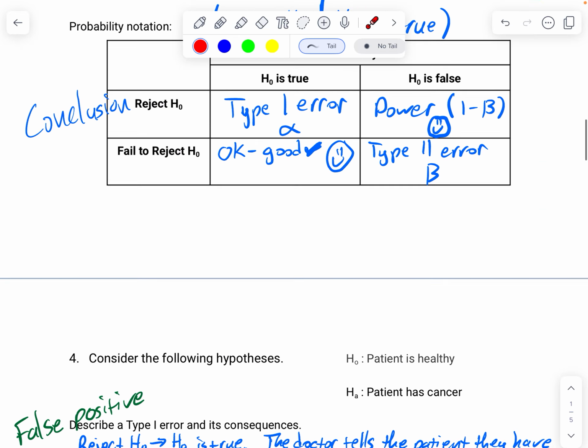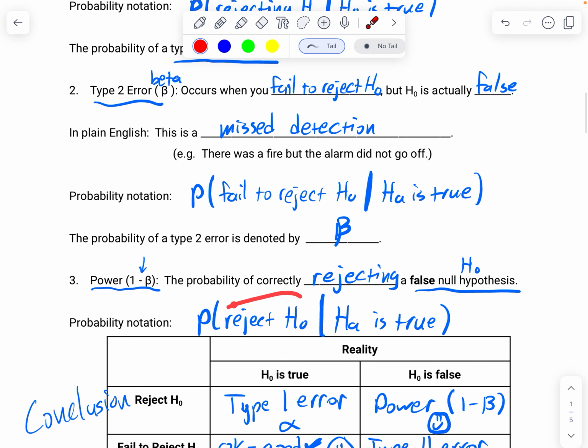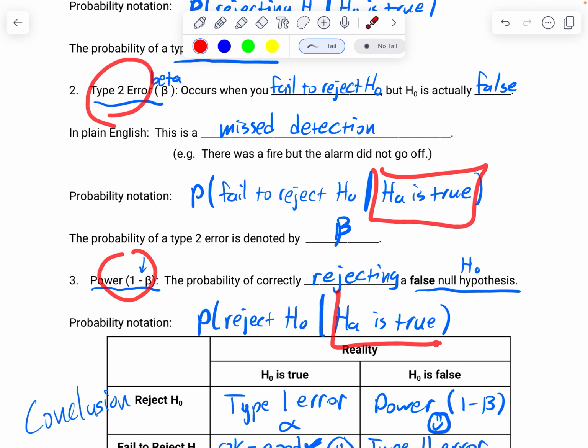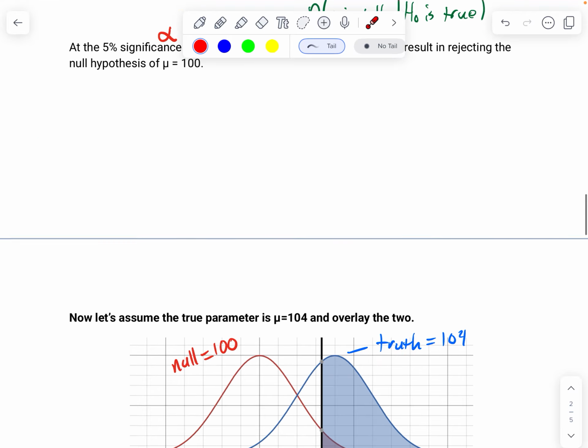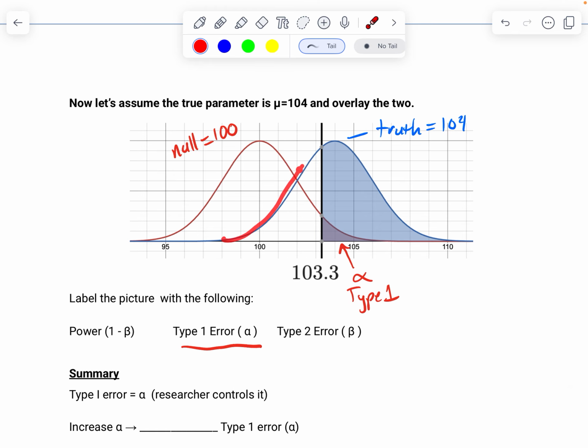Well, what is power again? Power is rejecting the null when HA is true. Type 2 error is not rejecting the null when HA is true. But I want you to notice, both of them are operating under what assumption? They're both operating under the given condition that the HA is true. So they're both going to operate under the assumption that the blue curve is the actual truth.